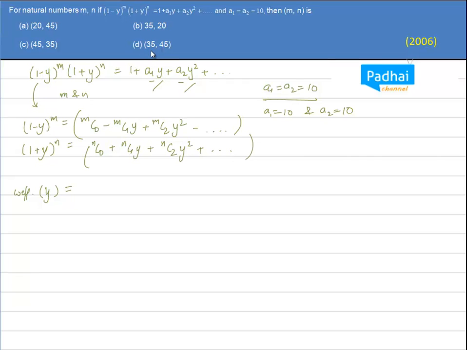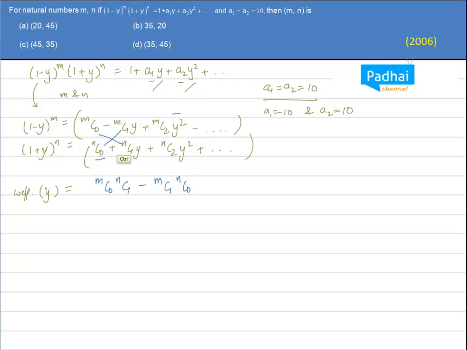If I cross multiply, this will be the first term, mC0. If I multiply these two terms, the term will remain y, and the coefficient that I'll get will be mC0 into nC1. And if I cross multiply these two terms, I'll get minus mC1 nC0. This is the only way that I can get the y term, because if I multiply this term with this, over here I'll get a y². If I multiply with this, I'll get a constant term, which I do not require at this point of time.